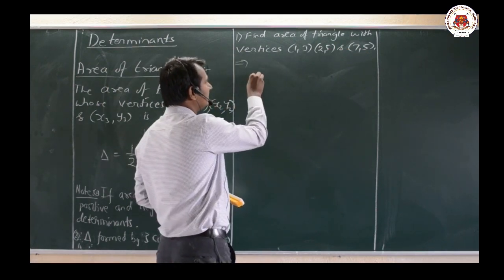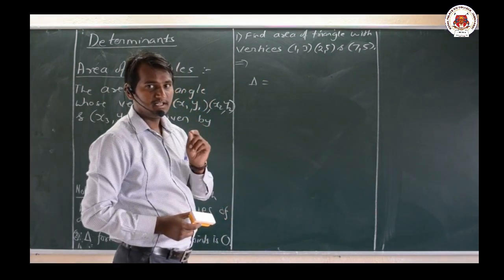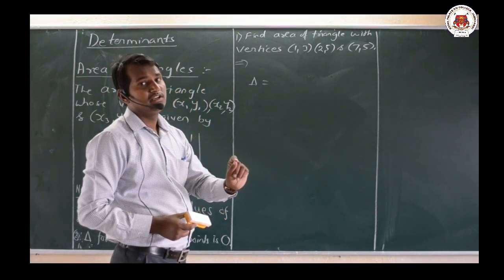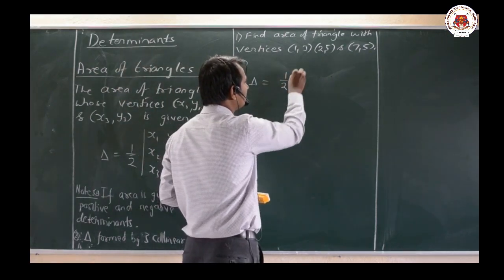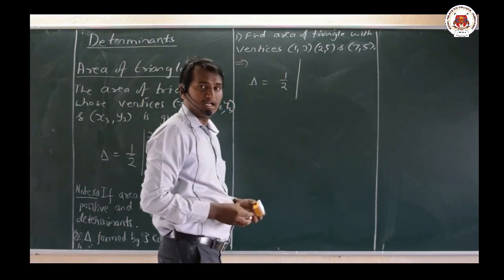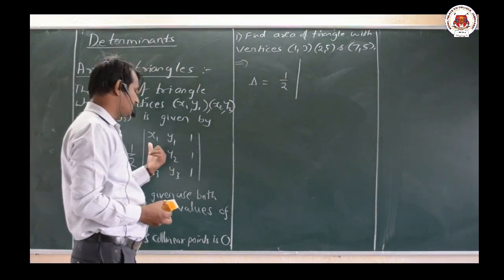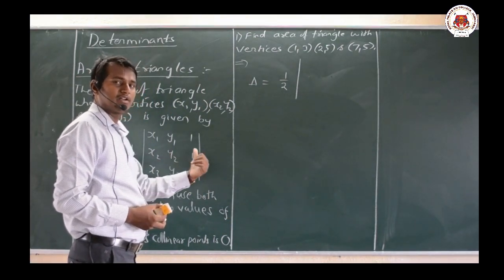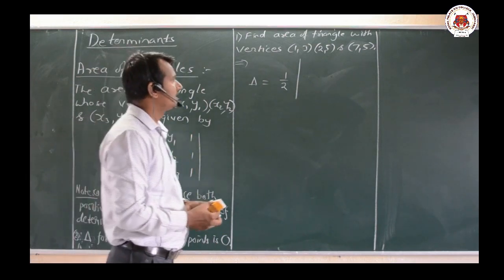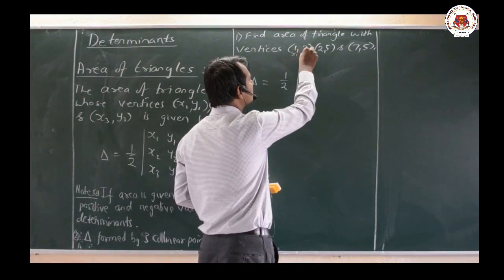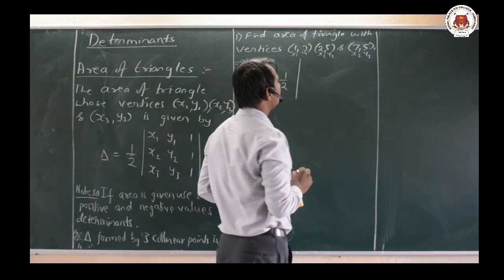Del equal to, del is nothing but the notation for the area of the triangle. Now how to solve it? Del equal to 1 by 2 into, as we know the formula, x1, y1, 1; x2, y2, 1; and x3, y3, 1. That we shall make use of here. Here x1, y1, it is our x2, y2 and x3, y3.